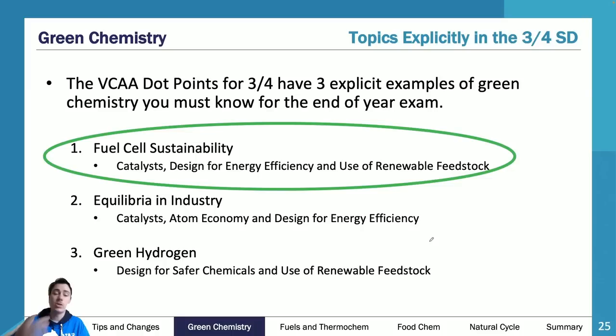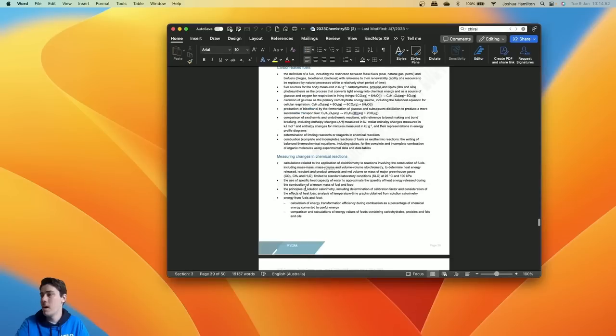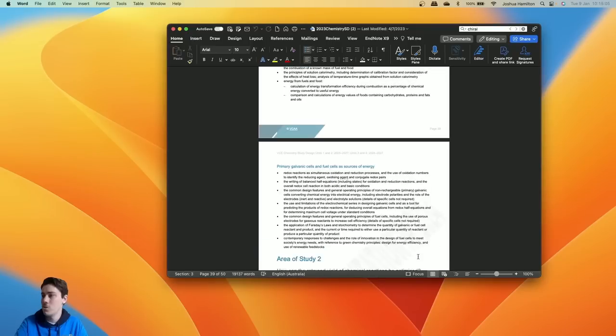My Word is struggling. I think my computer's doing a bit too much at the moment. But as you can see here, I just want to find that dot point. Here is that question in green chemistry. Contemporary responses to challenges and the role of innovation in the design of fuel cells to meet society's energy needs with reference to green chemistries. They've given these 2. So they've said design for energy efficiency and use of renewable feedstock. We've added catalysts to that because we feel like catalysts are something that are utilized in fuel cells.